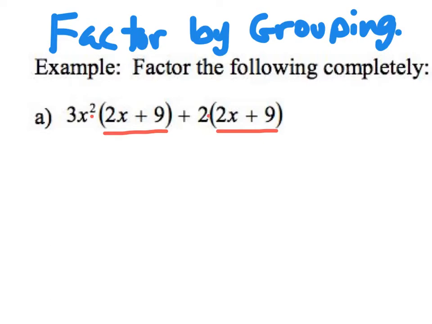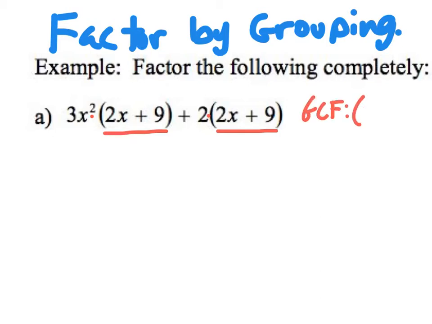Now here, for whatever reason, I never grasped this concept, and this is kind of a hard concept to grasp. Because this is in parentheses, this is a quantity, okay? And I'm multiplying that by 3x squared and by 2. I have the same thing here. This is my greatest common factor. This is my GCF.